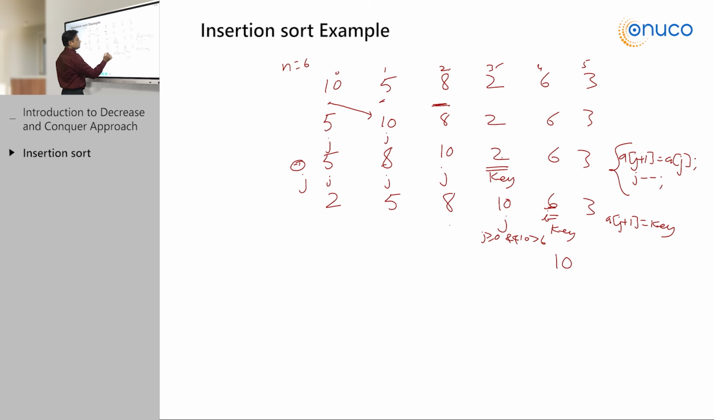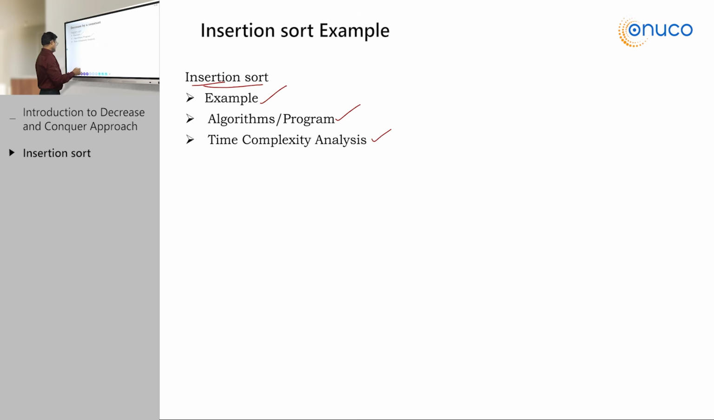This is the new j value. j decreases, it is 2. Is 8 greater than 6? Yes. Is j greater than or equal to 0? Yes. So here j is greater than 0 and 8 is greater than 6. It is the true case. If it is true, then A of j plus 1, 2 plus 1 is 3, you put it there. So here you are going to put 8, and again j will decrease. Let us see that in code.